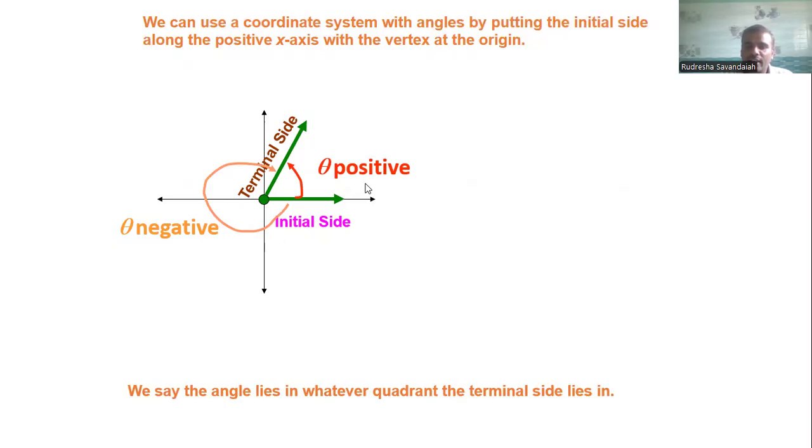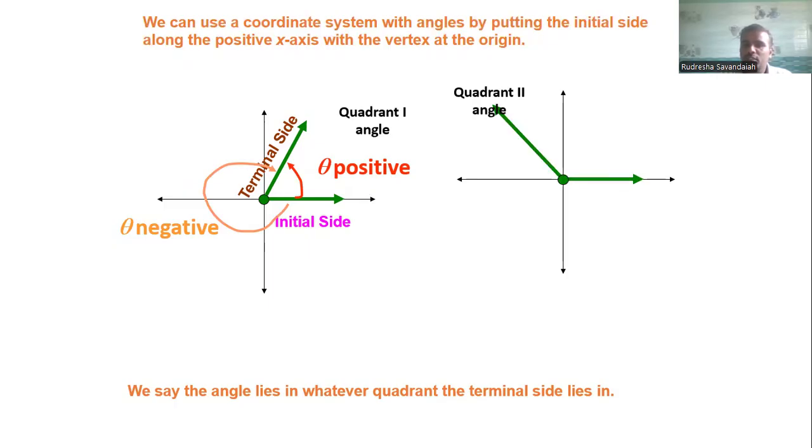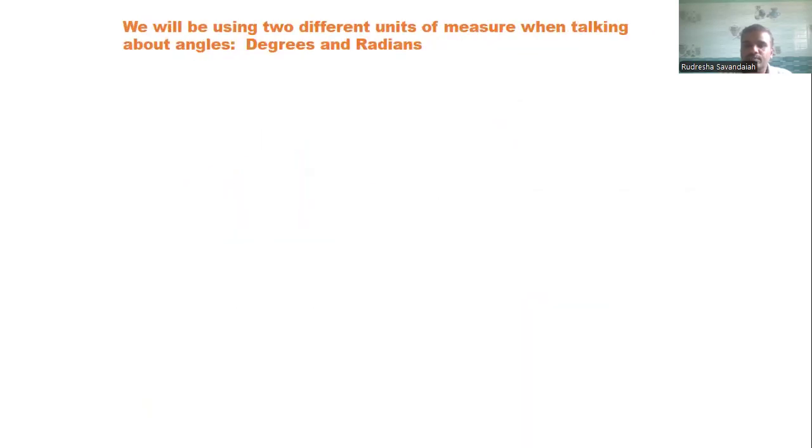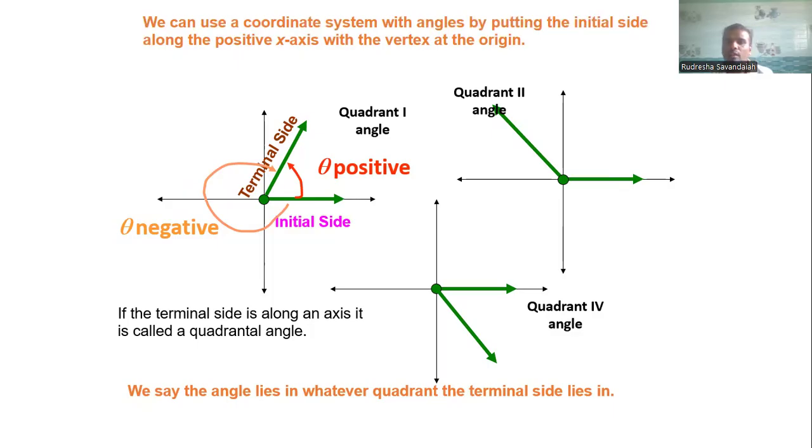We say the angle lies in whichever quadrant the terminal side lies in. This is a quadrant 2 angle. This is a quadrant 4 angle. This is quadrant 1, quadrant 2, quadrant 3, and quadrant 4. If the terminal side lies along an axis, it is called a quadrantal angle. This is about the quadrantal angle.